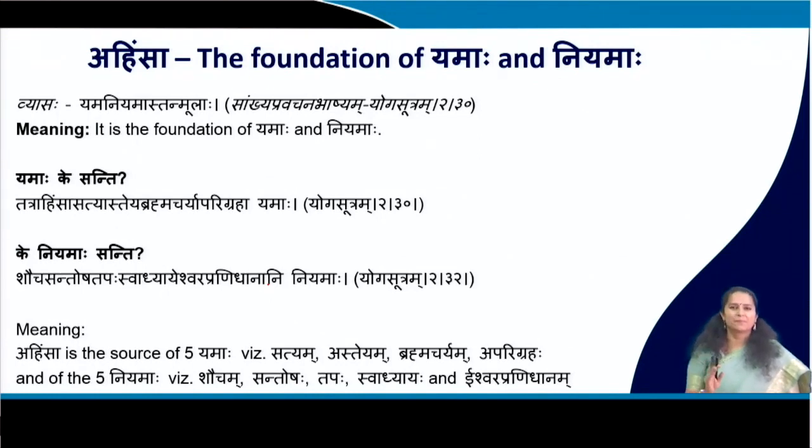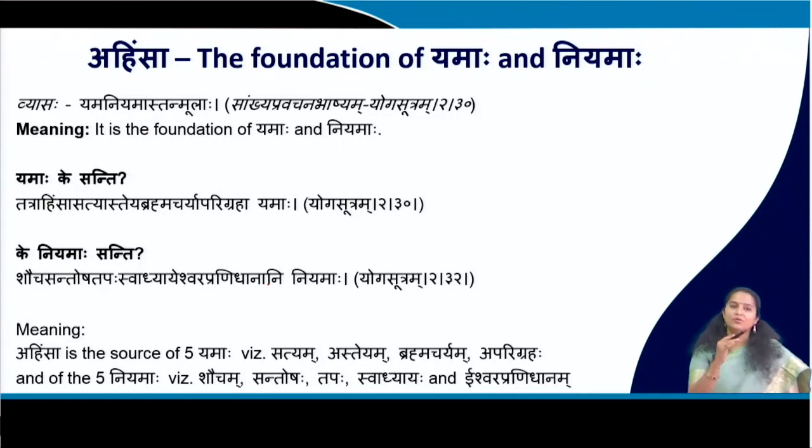Tari in the Yoga Sutram. Okay, he says which are the ones? Ahimsa, satya, asteya, brahmacharya and aparigraha. And aparigraha, you see there is a visarga lopa that has happened there. Now, ke niyamaha santi shaucha santosha tapaswadhyayeshwara pranidhanani niyamaha.